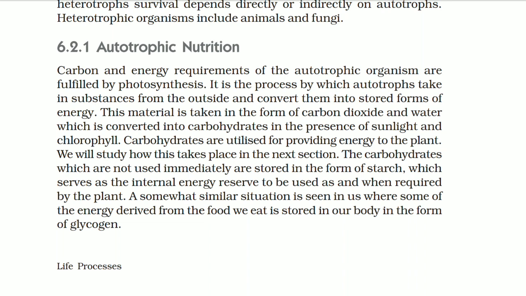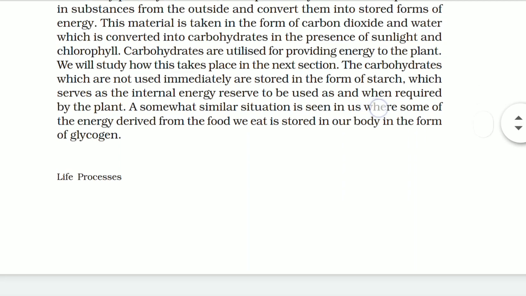A somewhat similar situation is seen in us, where some of the energy derived from the food we eat is stored in our body in the form of glycogen. So here they are talking about the plant. The plant does photosynthesis, right? During photosynthesis, the plant uses the carbon dioxide and water that is present, and the chlorophyll and sunlight, to convert into food for the plant.